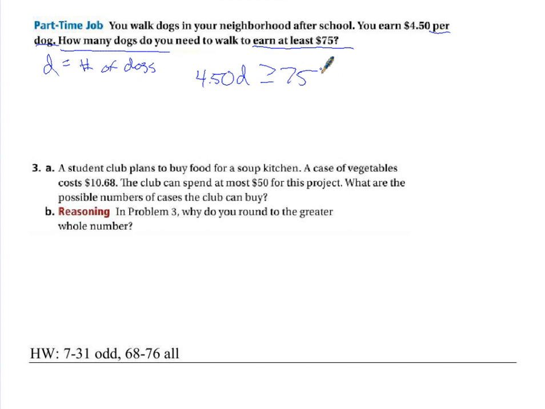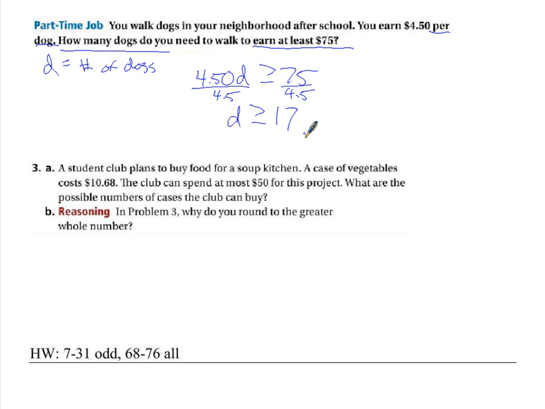Now we just got to solve it. What do we do? Divide both sides by 4.5. And we're going to get D has to be what? Greater than or equal to or less than or equal to? We don't have to flip the symbol. We didn't divide by a negative number. So greater than or equal to what? It's 17? Okay. You got to walk my dog 17 times to earn $75. Or more, and then you'd earn more than $75.